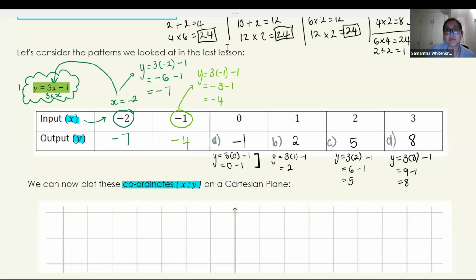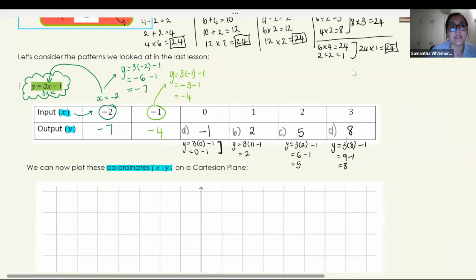What we've done is we found all of our outputs, and what that means is we can now use this information in order to go and draw a graph. All right, so what we need to remember, and I said this at the beginning of the lesson, but I'll say it again.